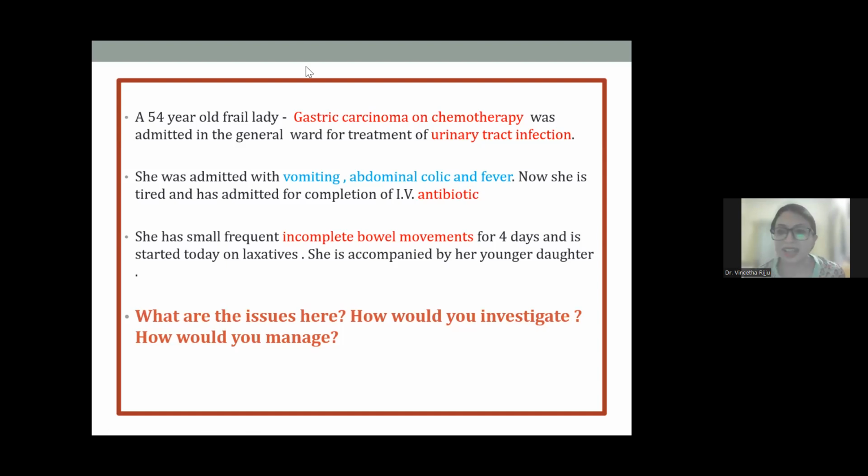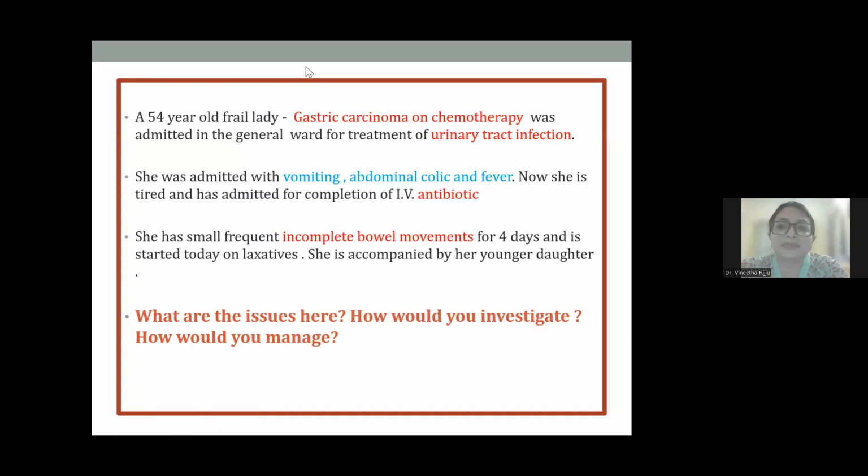Yes, you can use the chat box or you can unmute and say. What are the reasons for the vomiting, abdominal colic, and fever? When did she get her chemo? The chemo was given very recently.